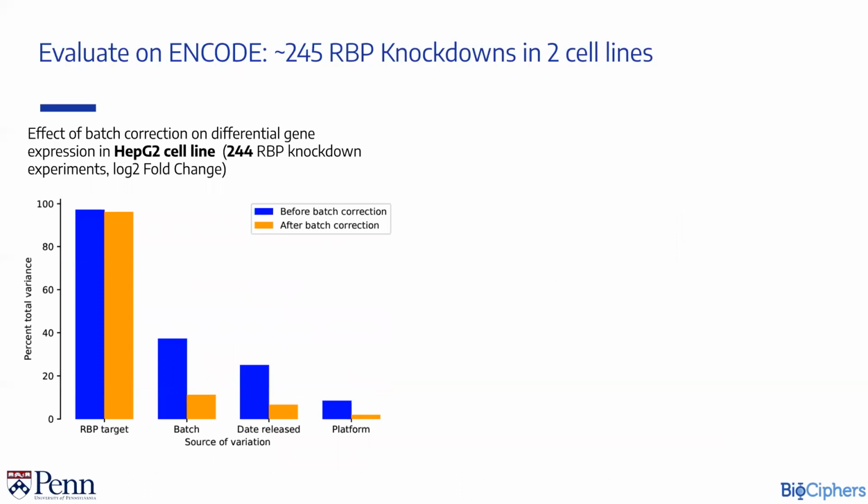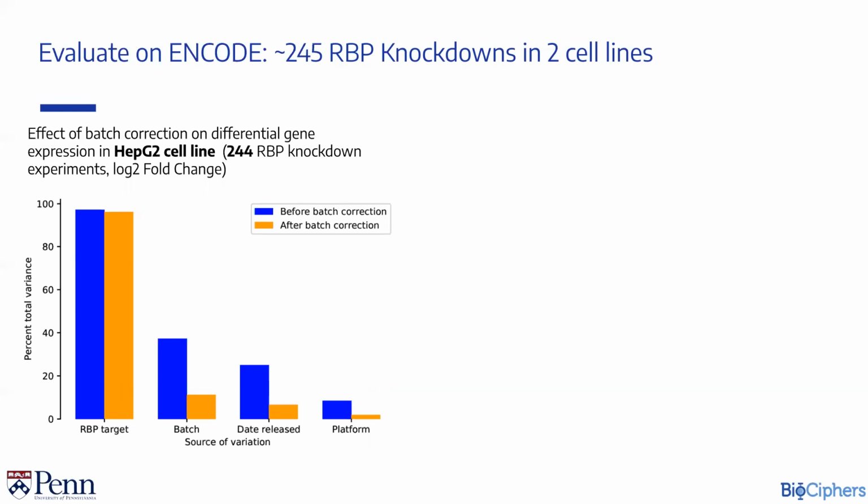Here are the results of that process. On the x-axis are different sources of variation, and on the y-axis we have percent total variance explained by that source. First two bars are the RBP target, a desirable source of variation. All others are undesirable sources of variation. Blue represents before and orange represents after batch correction. You can see that batch correction has retained RBP target variation while reducing other unwanted sources of variation like batch and platform.